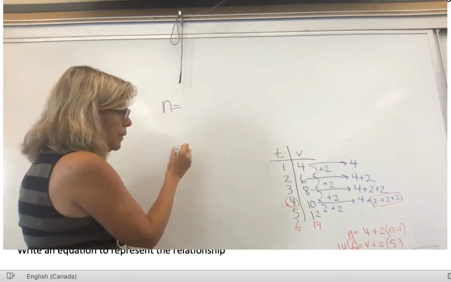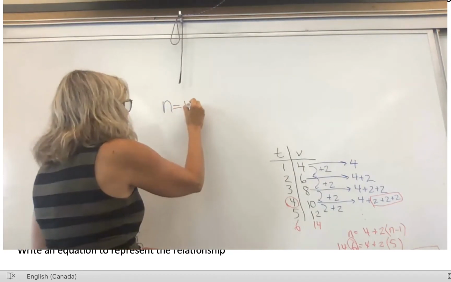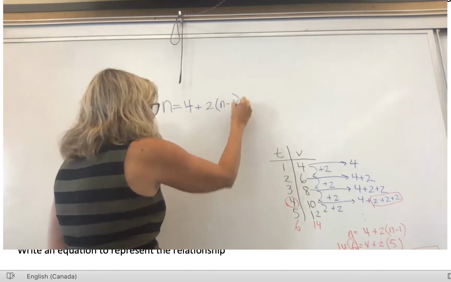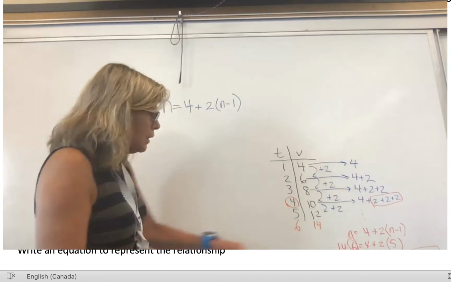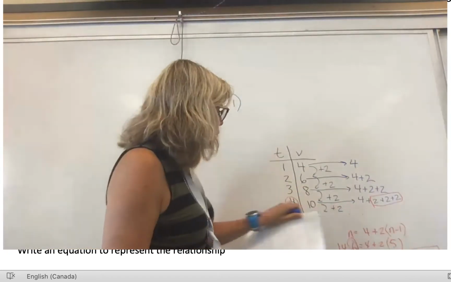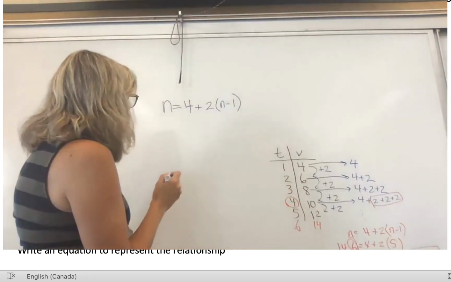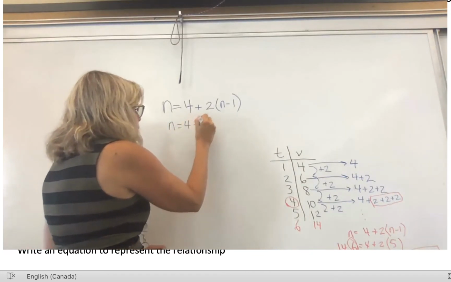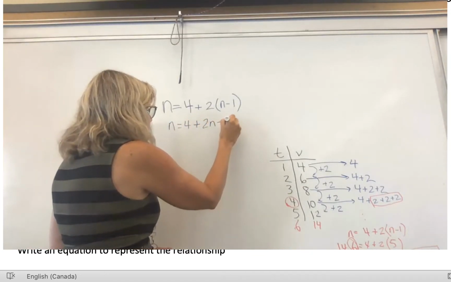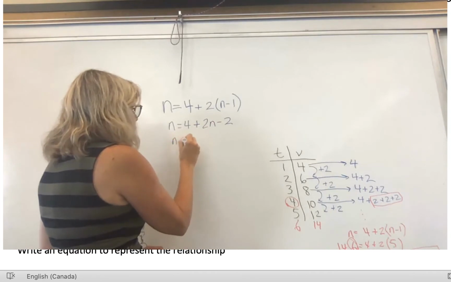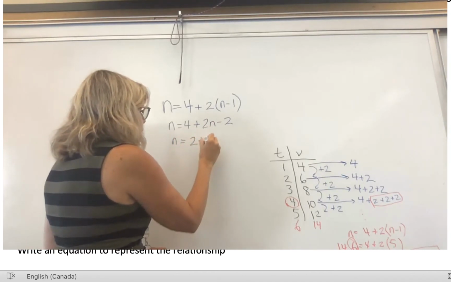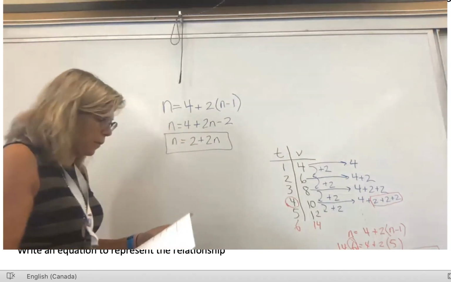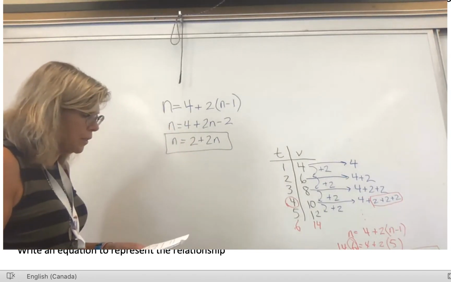I'm going to rewrite it up here too. We'll start n equals 4 plus 2 times n minus 1. And as I mentioned, we got that because the number of 2's that you're multiplying by is 1 less than your n. So then that equals n equals 4 plus 2n minus 2. So n equals 2 plus 2n. And that's our formula.